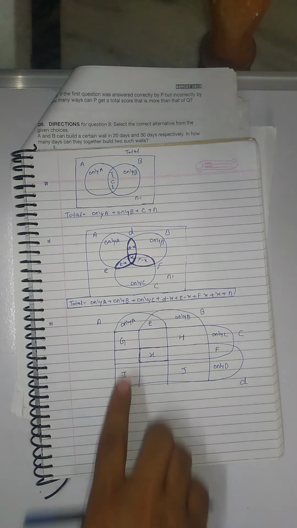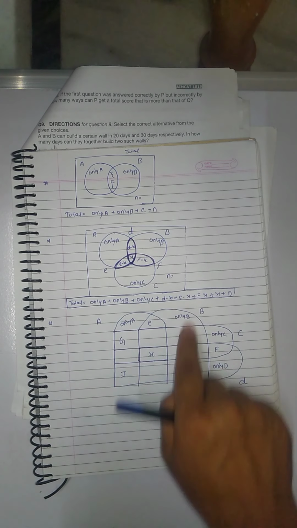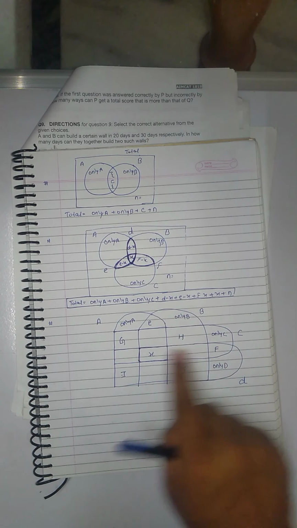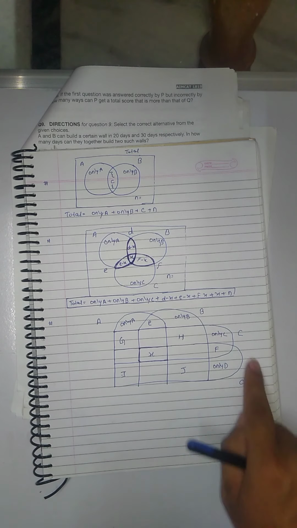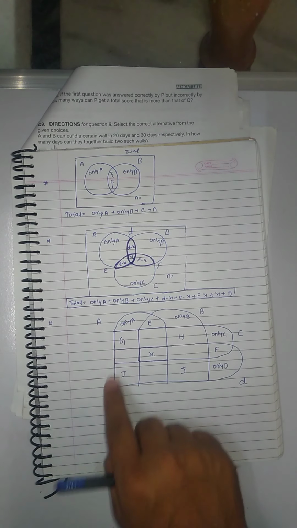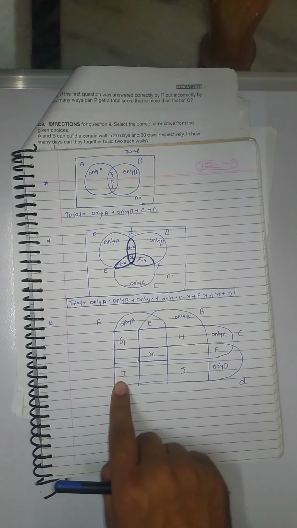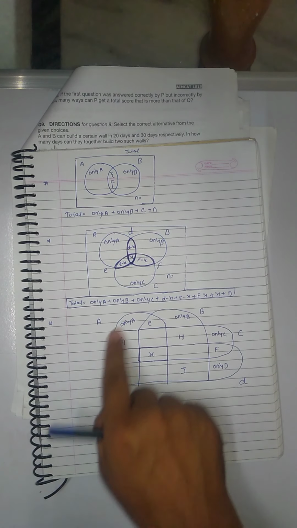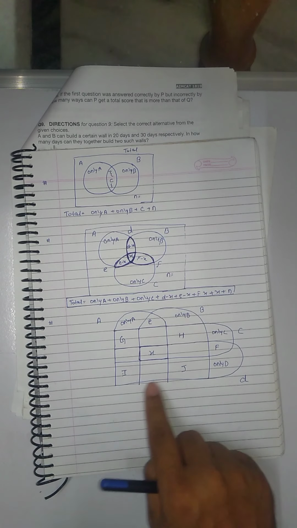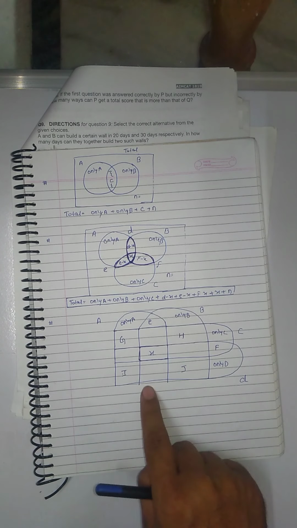You look at that, in E, A is common and B is common. In F, C is common and only D is common. In G, A is common and C is common. In I, D is common and A is common. In J, B is also common and D is also common.